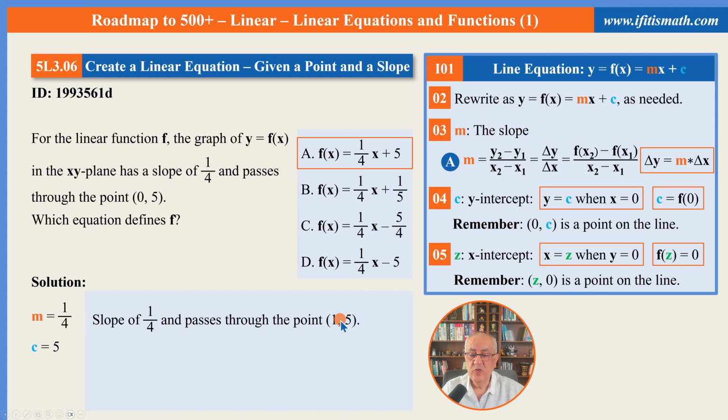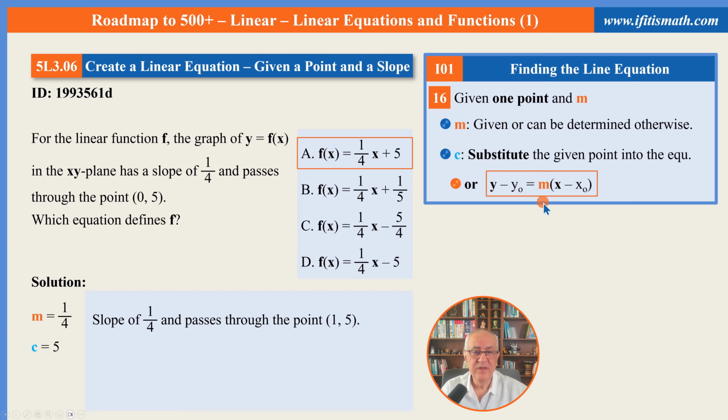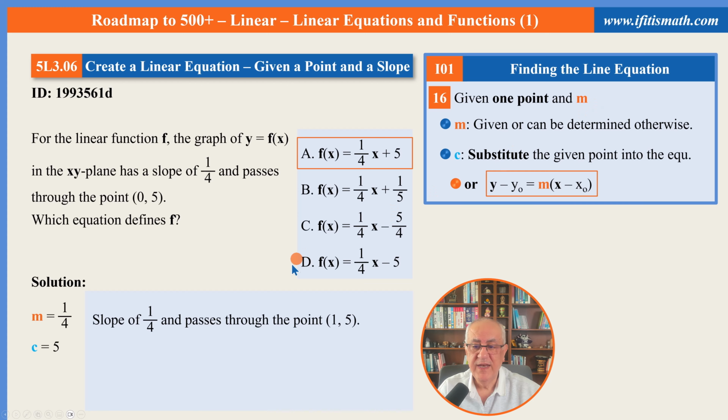So what I'm going to do here, I'm going to apply different things. If you are given 1 point and m, like in our case, this is what we need to do. We are given m, so we can write the equation as f(x) = 1 over 4, this is the m, the slope, x plus c. Now I need to find c.